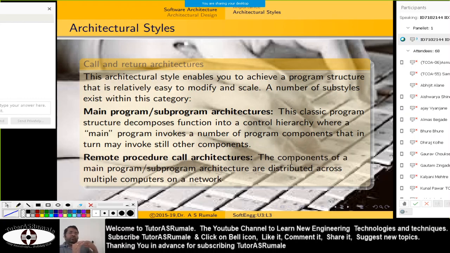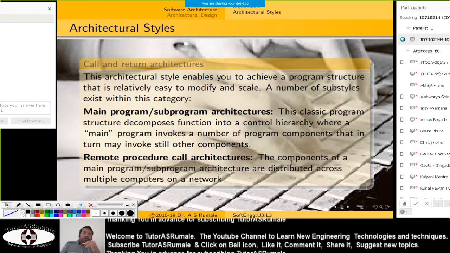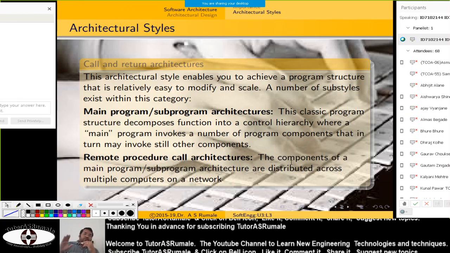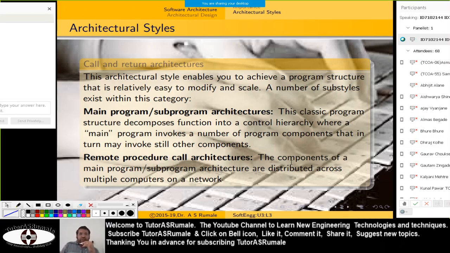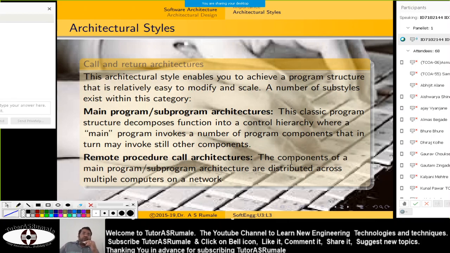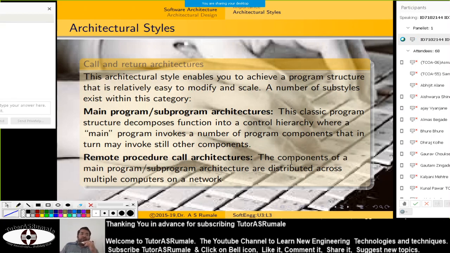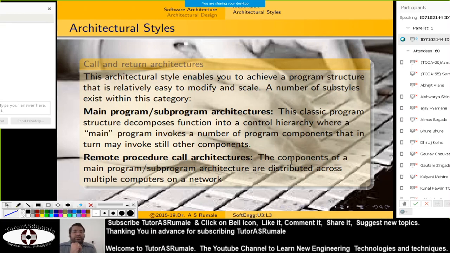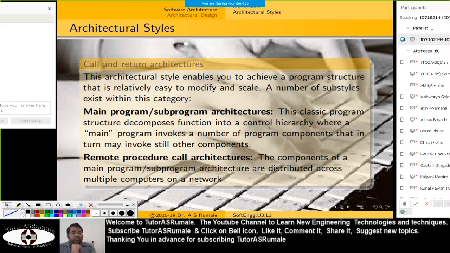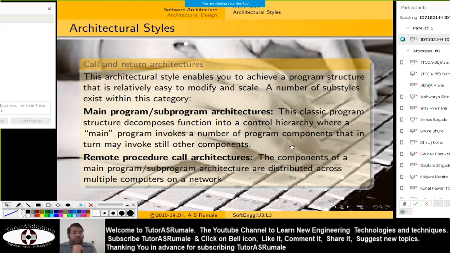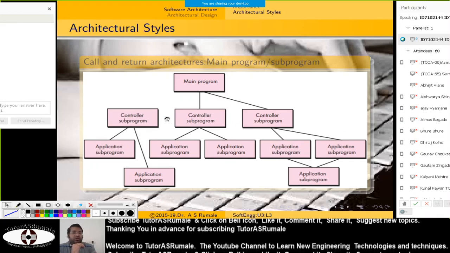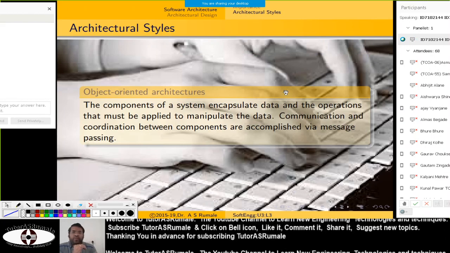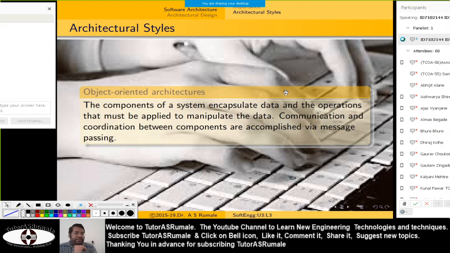Then you have remote procedure call architectures, where instead of having a main program and sub programs in the same place, you have two different programs actually communicating with each other. So you have this client server remote procedure architecture. You also have message passing. So call and return architecture, controller and sub program. Then object oriented architectures are there.